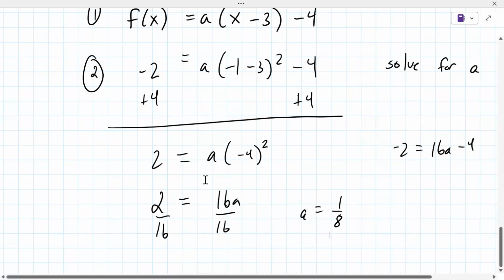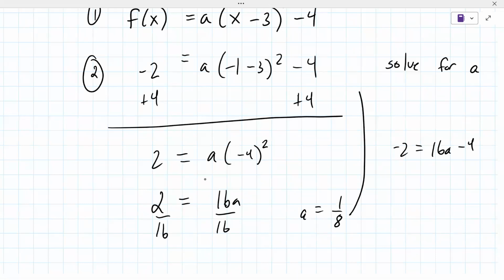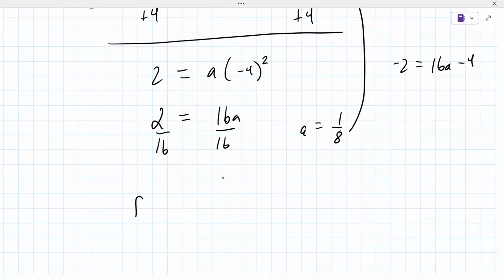So check, I don't know, just check there. That goes back into this line right here. And you're just rewriting. You're saying, okay, f of x equals 1/8 x minus 3 squared minus 4, like that.